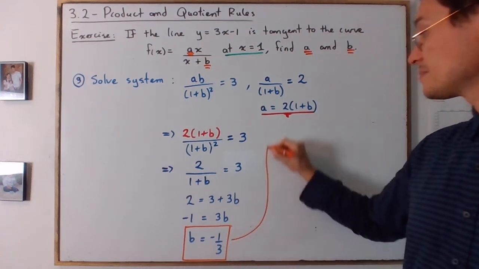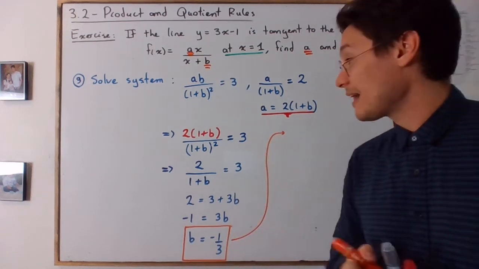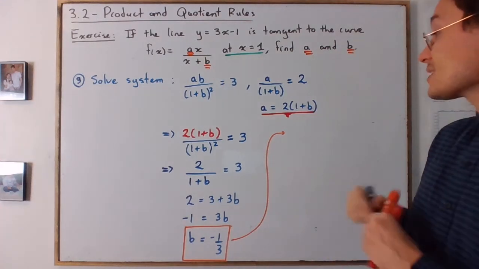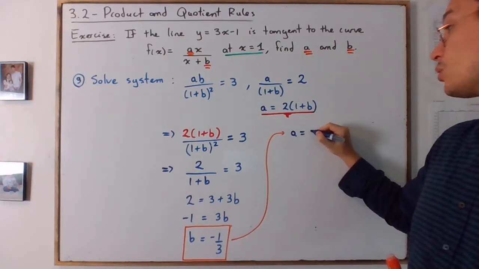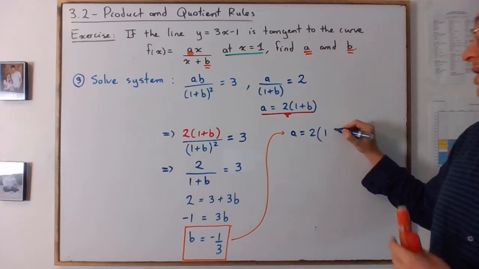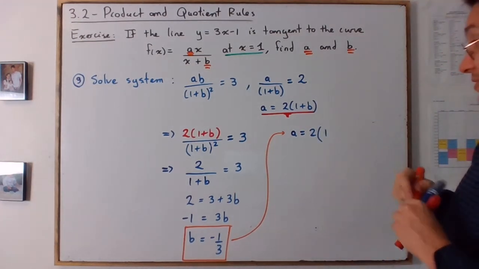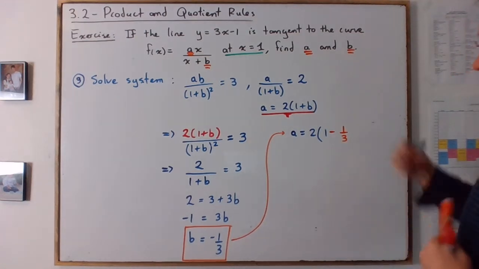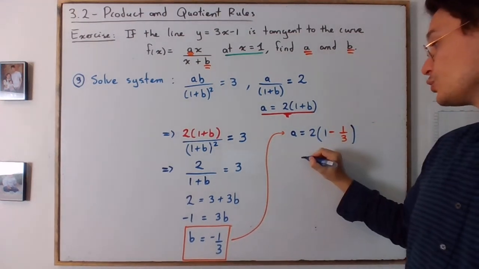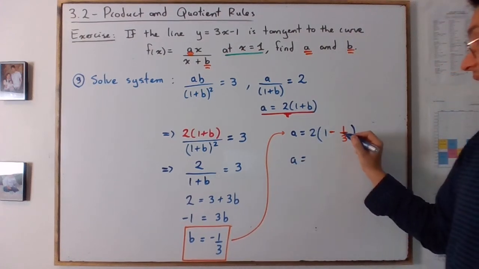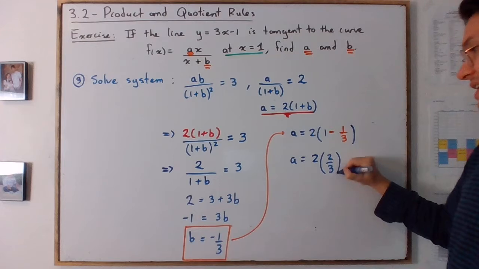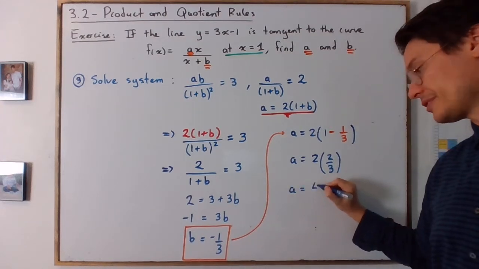Then, of course, to find the value of a, you're going to substitute that value of b in this equation. So a is equal to twice 1 and then minus 1/3. And the rest is just doing the calculation. So it means that a is twice of 2/3, meaning a is 4/3.